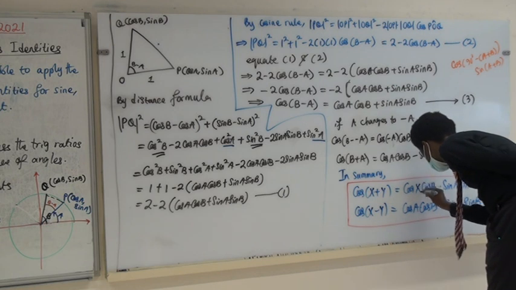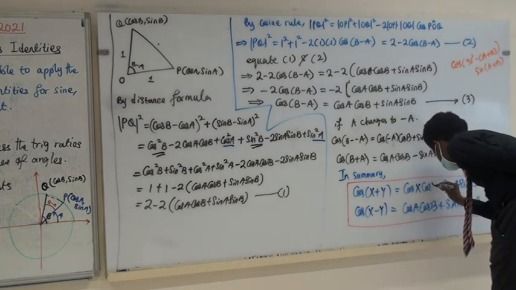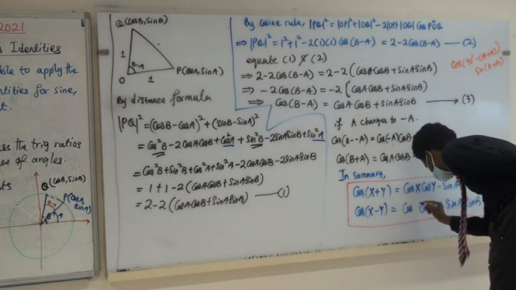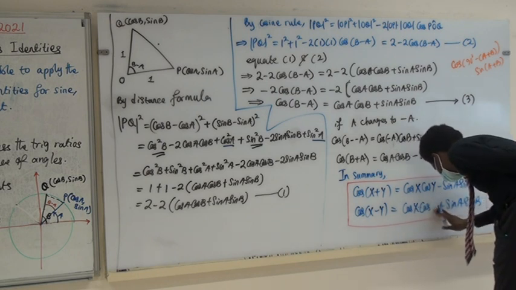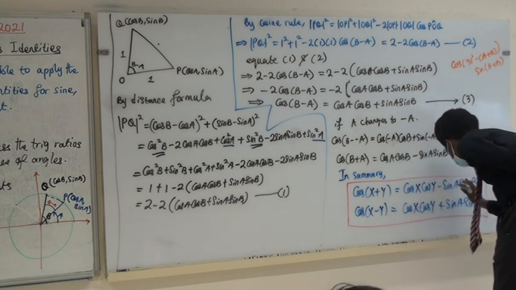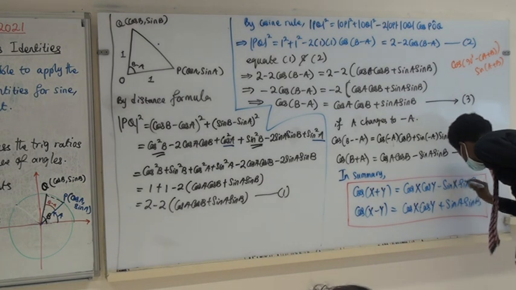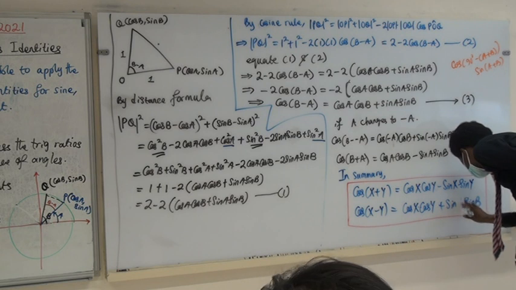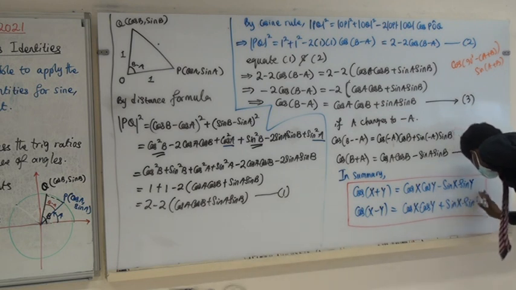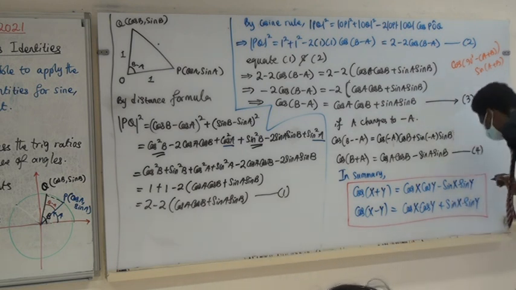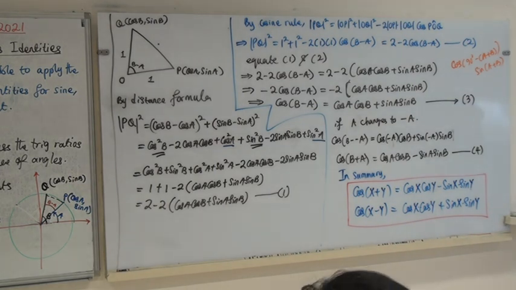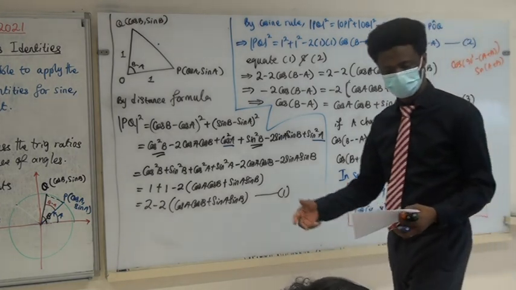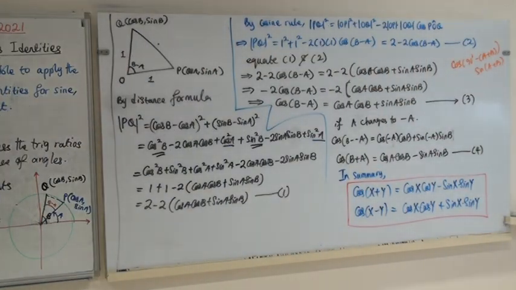So that will be cos X cos Y, sine X sine Y. So as a summary, please make that snappy, please.